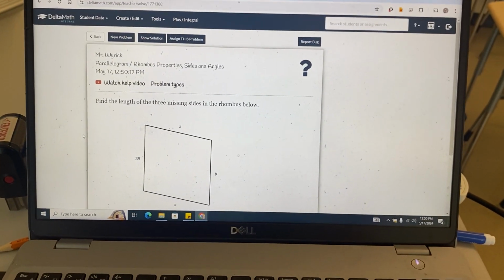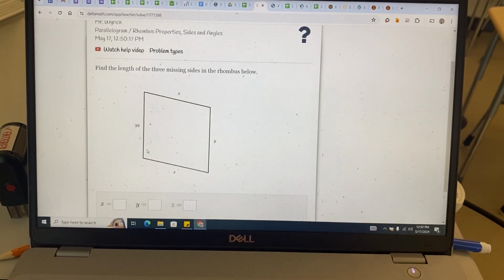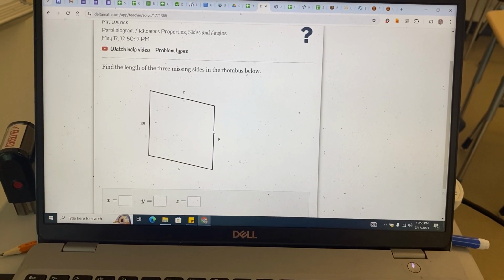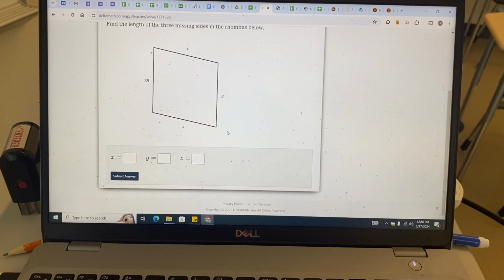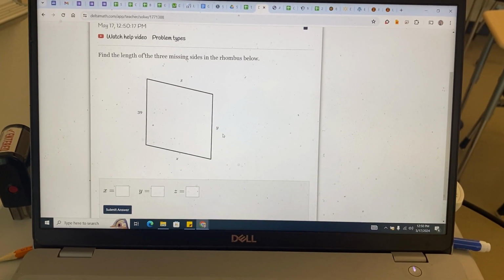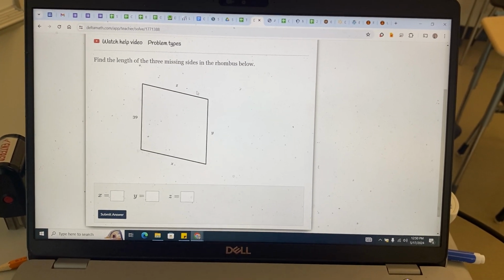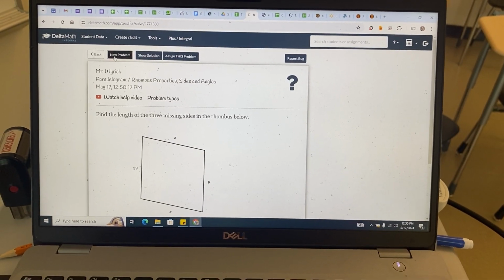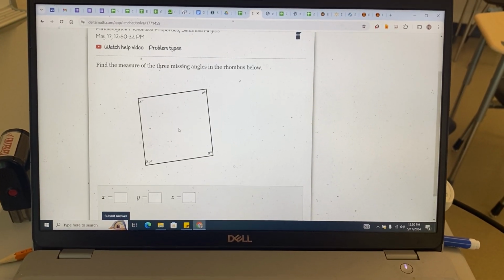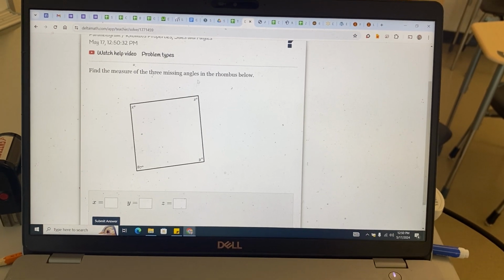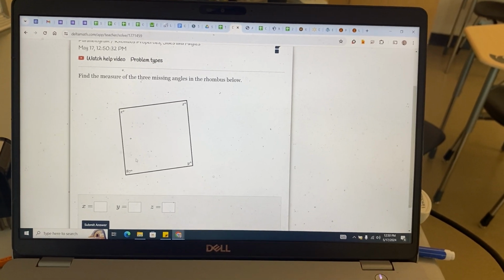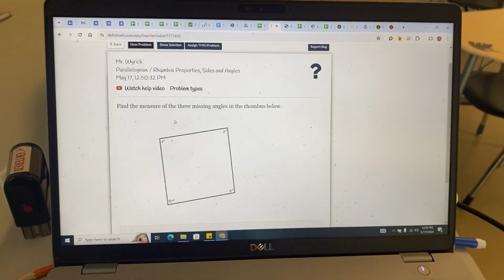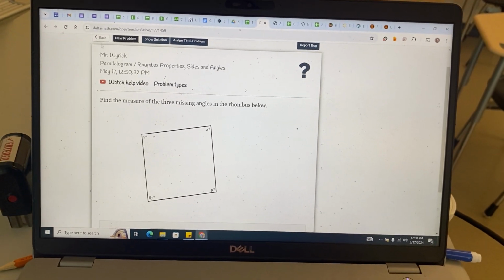Parallelogram and rhombus things here. The opposite sides are going to be congruent. So, wow, X and Z. Oh, this is a rhombus. So all four sides are going to be congruent in the rhombus, so that should just be 39. The angles in the rhombus, the opposite ones are going to be the same. The ones on the same side are going to add up to 180.